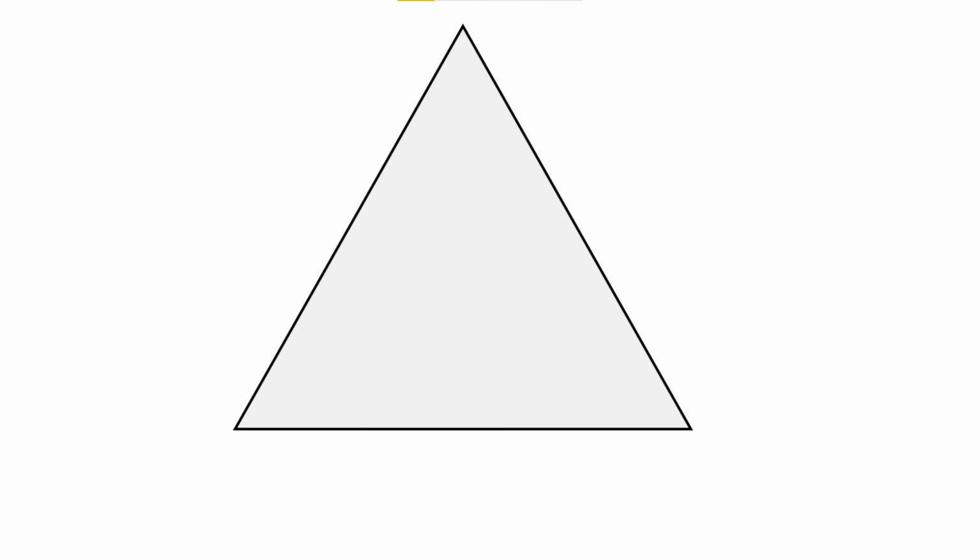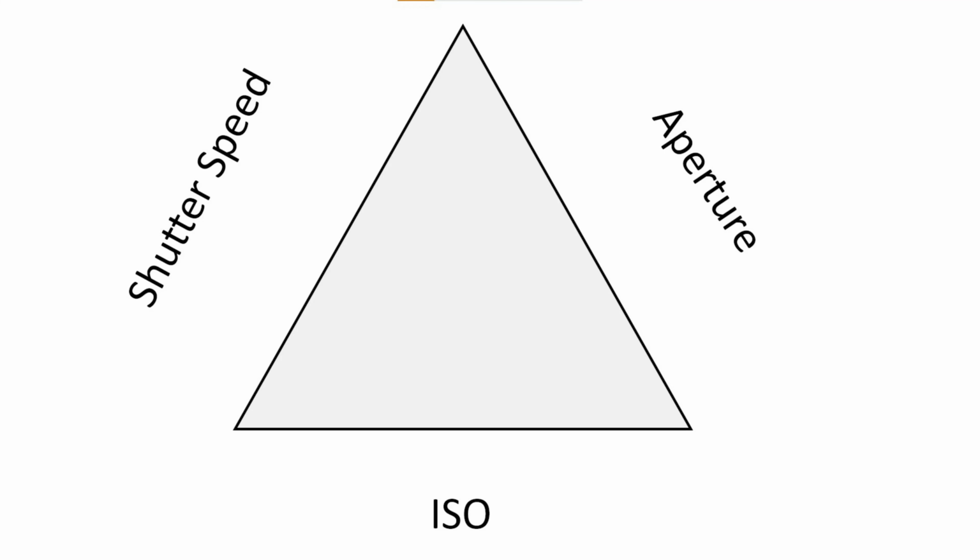Now we'll discuss exposure. Exposure is basically the amount of light required to accurately capture an image on film or a digital sensor. Exposure can be imagined as a triangle, with each aspect being one side. These are shutter speed, aperture, and ISO.